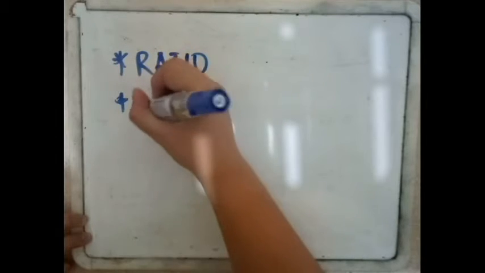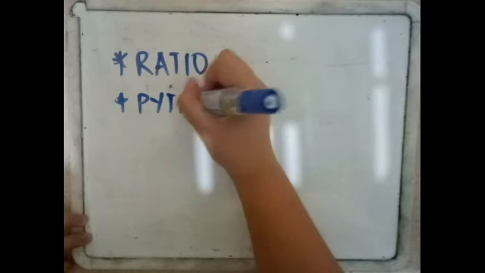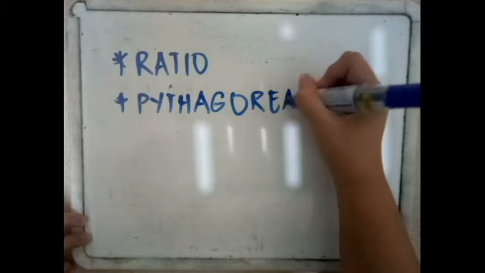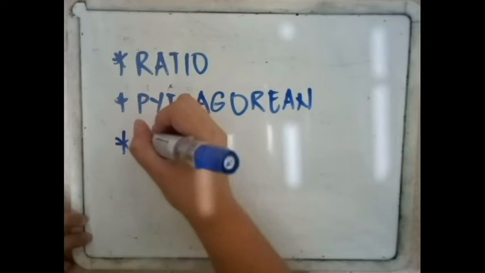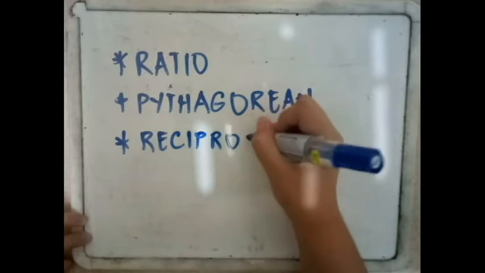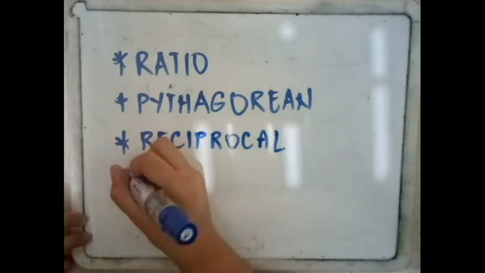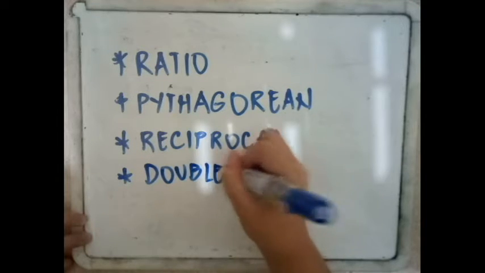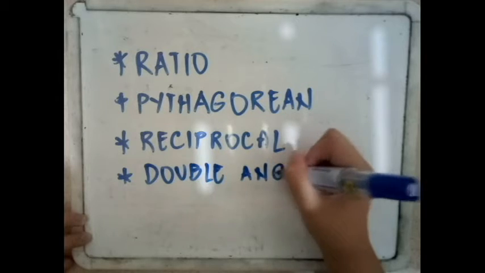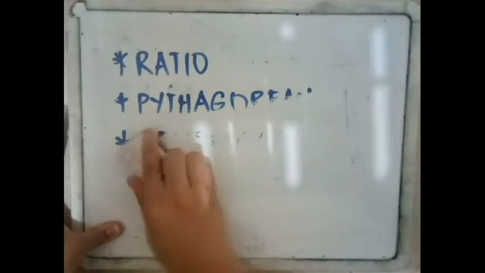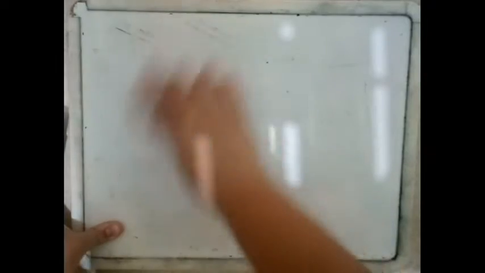In this video, we will tackle identities: ratio, Pythagorean, reciprocal, and lastly, double angle. Let's start.